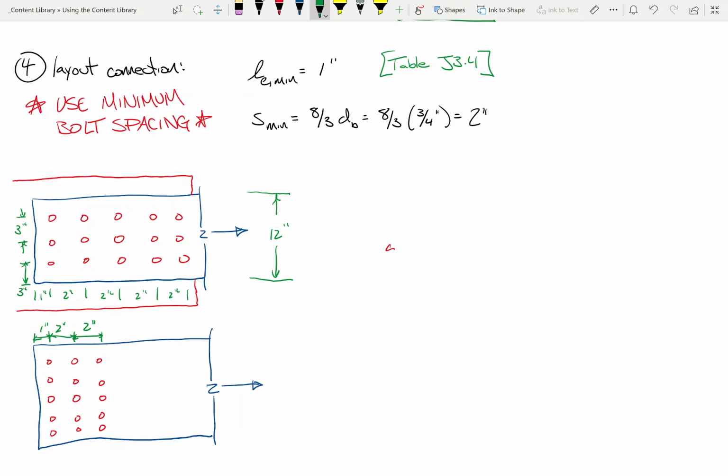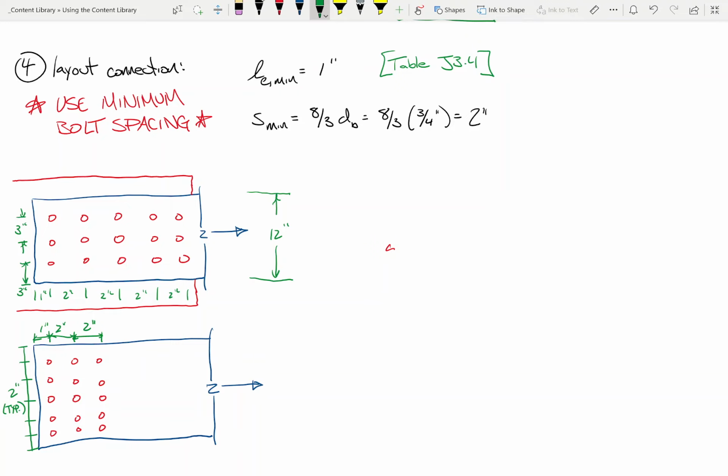So I guess my question is, if we're evenly spacing it this way, what are these distances going to be? How many of them do we have? 1, 2, 3, 4, 5, 6. So what is that going to be? 2. Is that going to meet bolt spacing and edge distance requirements? Yeah, it will, right? Because S min is 2 inches and the distance between bolts is 2 inches.